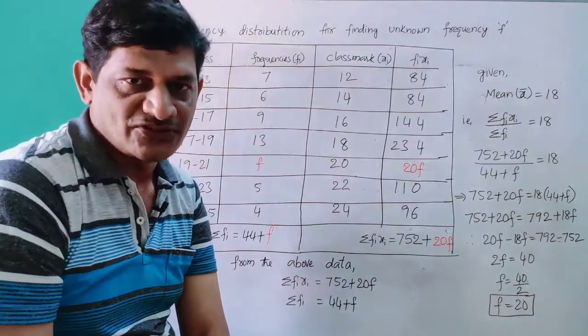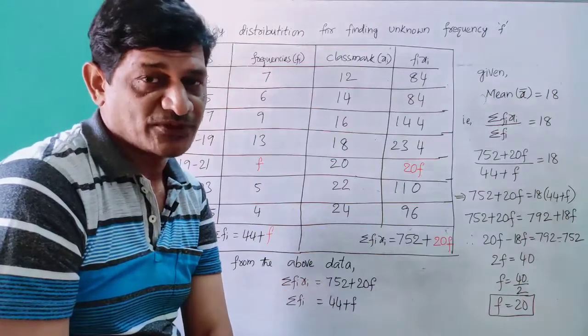So f value is 20. Got it? This is a very important model.